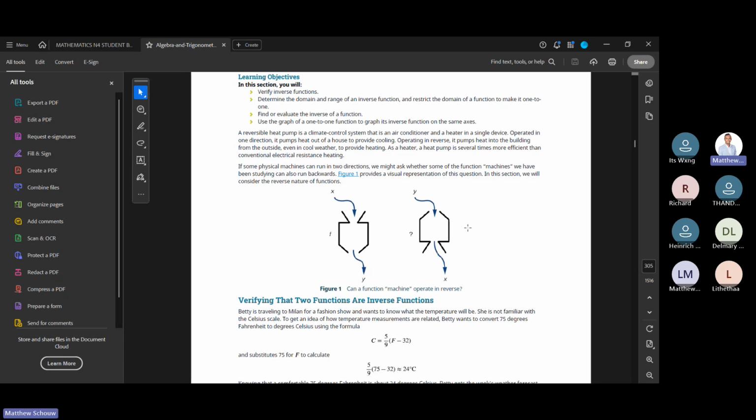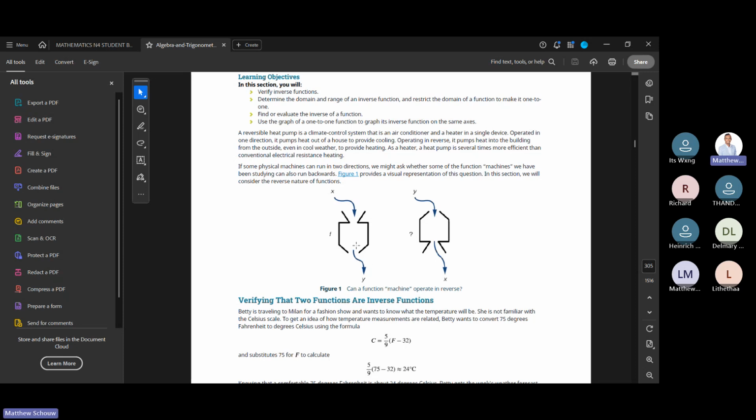Here they say a reversible heat pump. I don't know if you guys know what a heat pump is. It's a heating technology, a very efficient one. It is a climate control system that is an air conditioner and a heater in a single device. Operating in one direction, it pumps heat out of the house to provide cooling, and then operates in reverse and pumps heat into the building from the outside, even in cool weather, to provide heating.